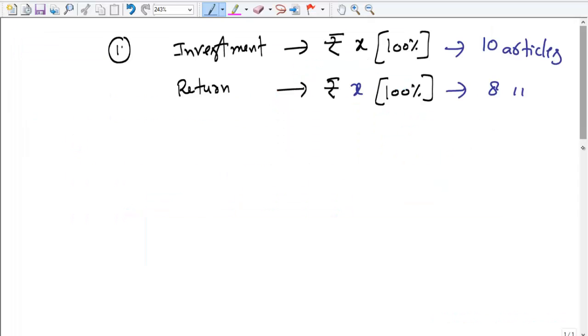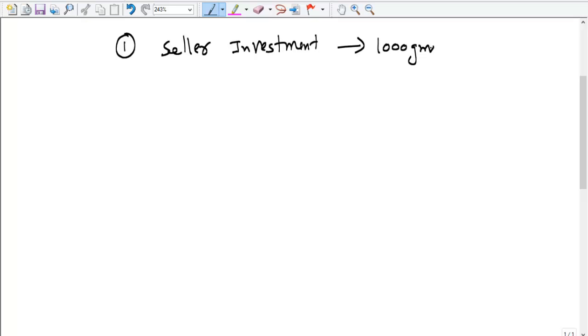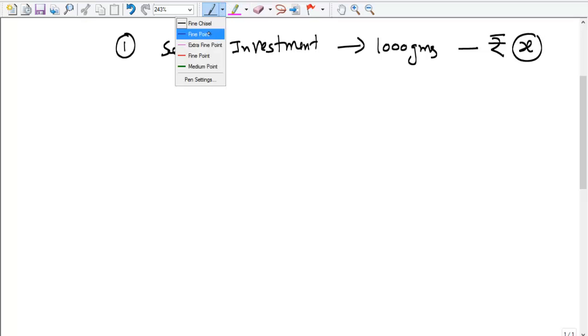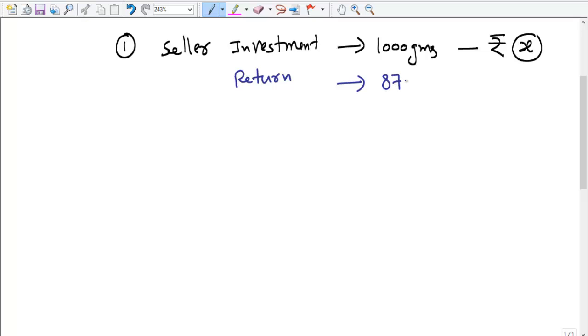First, let's calculate what is the initial investment of the seller. That's obviously for 1000 grams. You can take some amount, that is rupees X. In the other case, while selling, that is like the return for 870 grams, he gets the same rupees X.